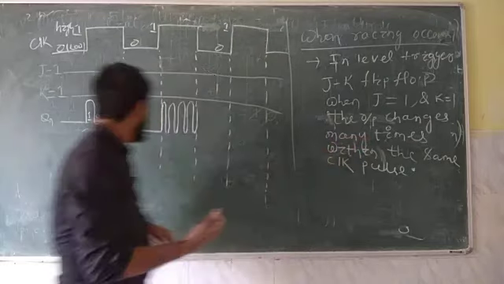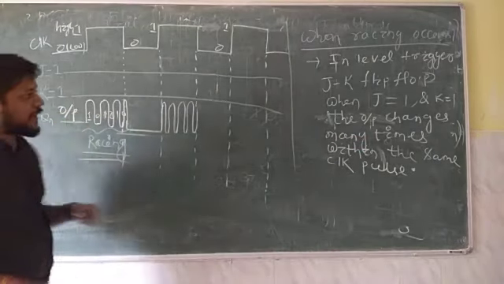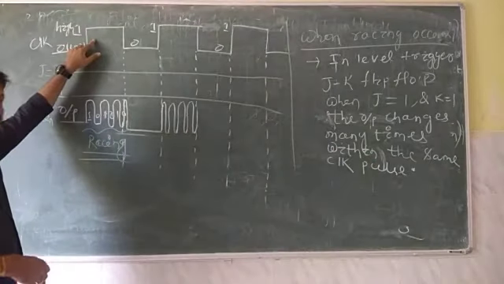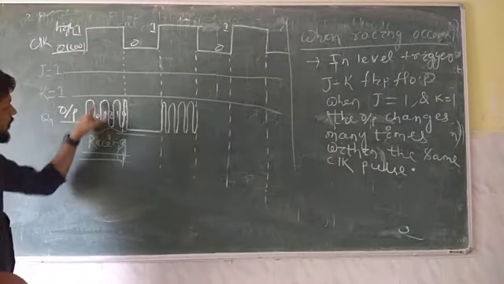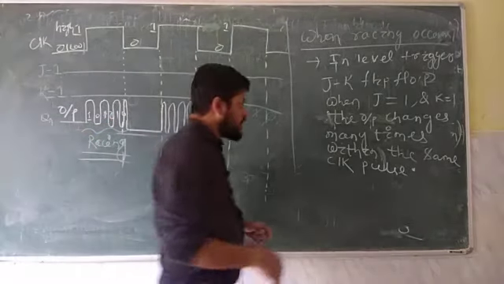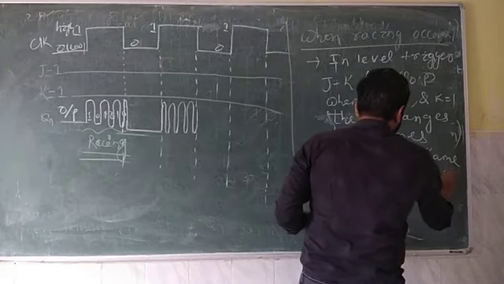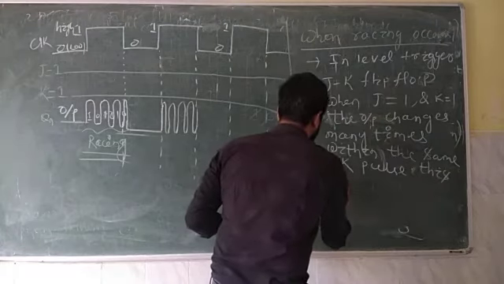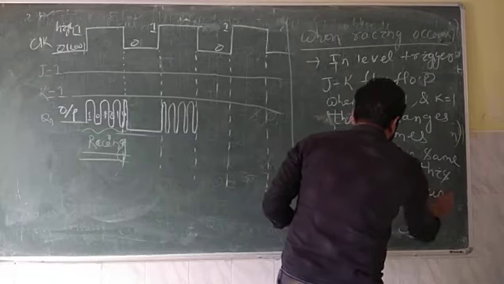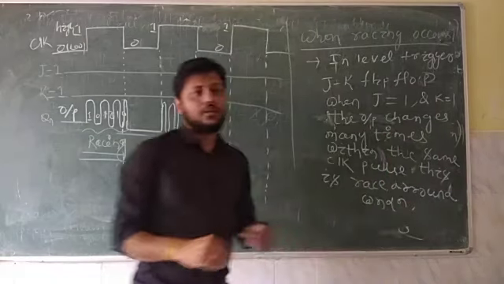changes many times. Here you can see, this is your output. The output changes many times within the same clock pulse. Here this is your single clock pulse and your output is changing many times within the same clock pulse. This is known as your race around condition.